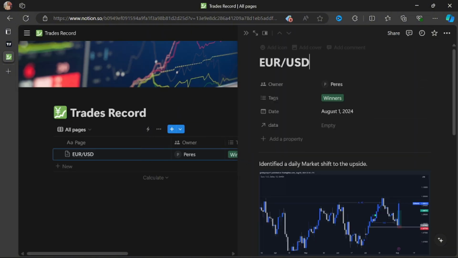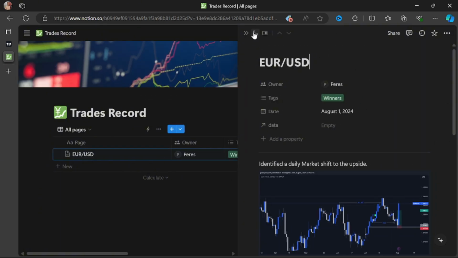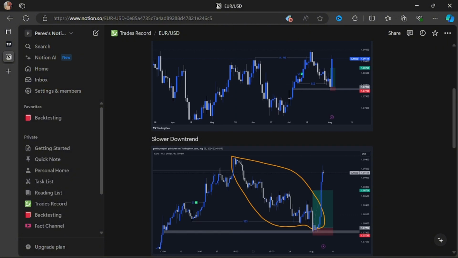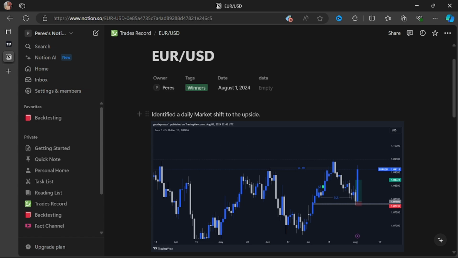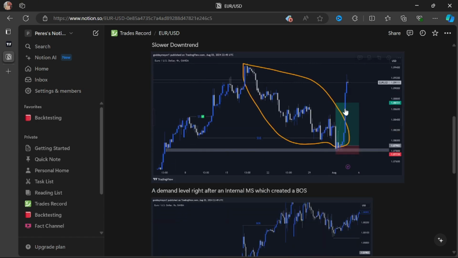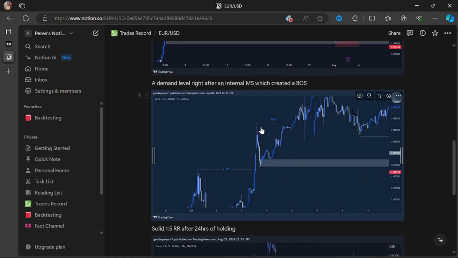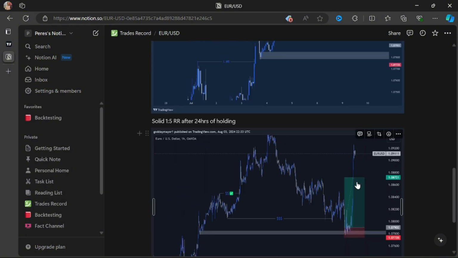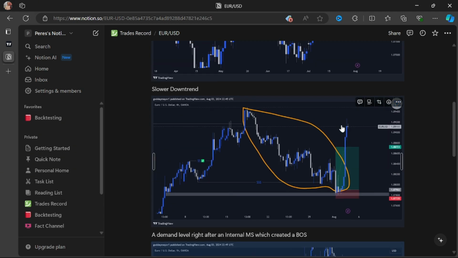You can see the trade was taken on August 1st, but was completed the following day. So let me just zoom it in so you can see the full setup here. I identified a daily market shift to the upside. I saw a buy shift to the upside, and then a slower downtrend. So you can see here I had my demand level right after an internal market shift. You can see the demand level, and then I had a break of structure right in front of it. So you can see we caught a very solid 1:5 move on EURUSD just this past Friday, before I'm uploading this video for you to see on Monday.